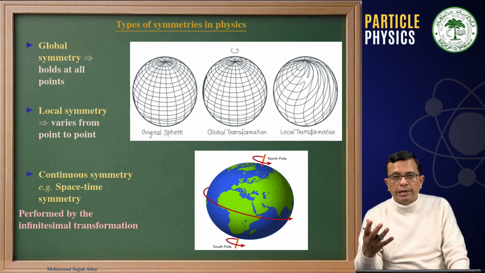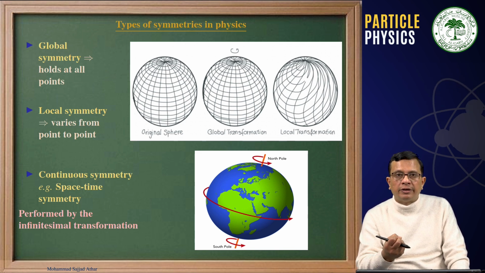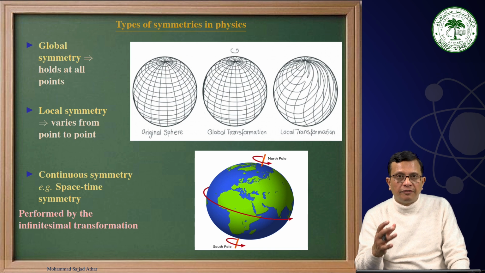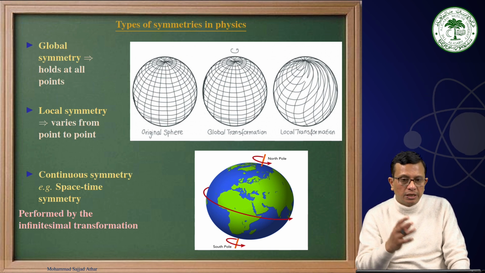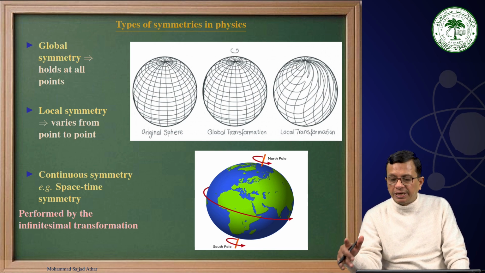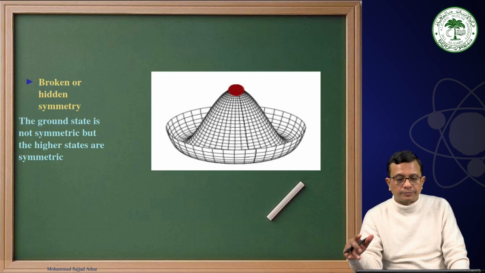while we have a continuous symmetry in the case of the rotation of earth, and continuous symmetry is an example of a space-time symmetry, and this is achieved by infinitesimal transformations. Therefore you can achieve continuous symmetry with the help of infinitesimal transformation, while the discrete symmetry you cannot achieve with the help of infinitesimal transformation.